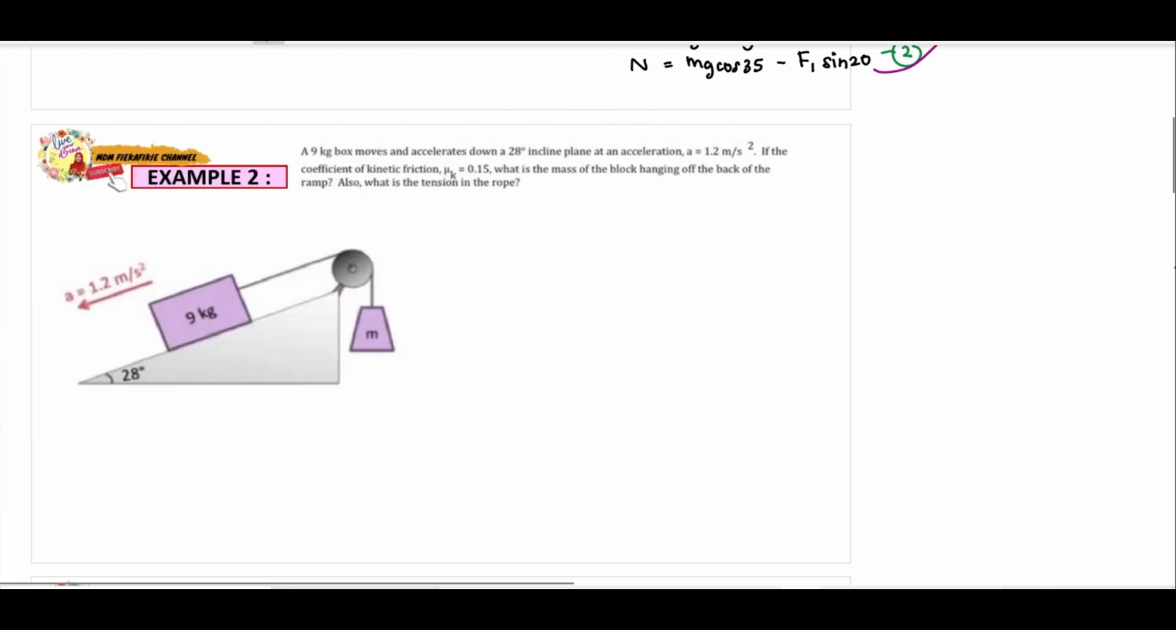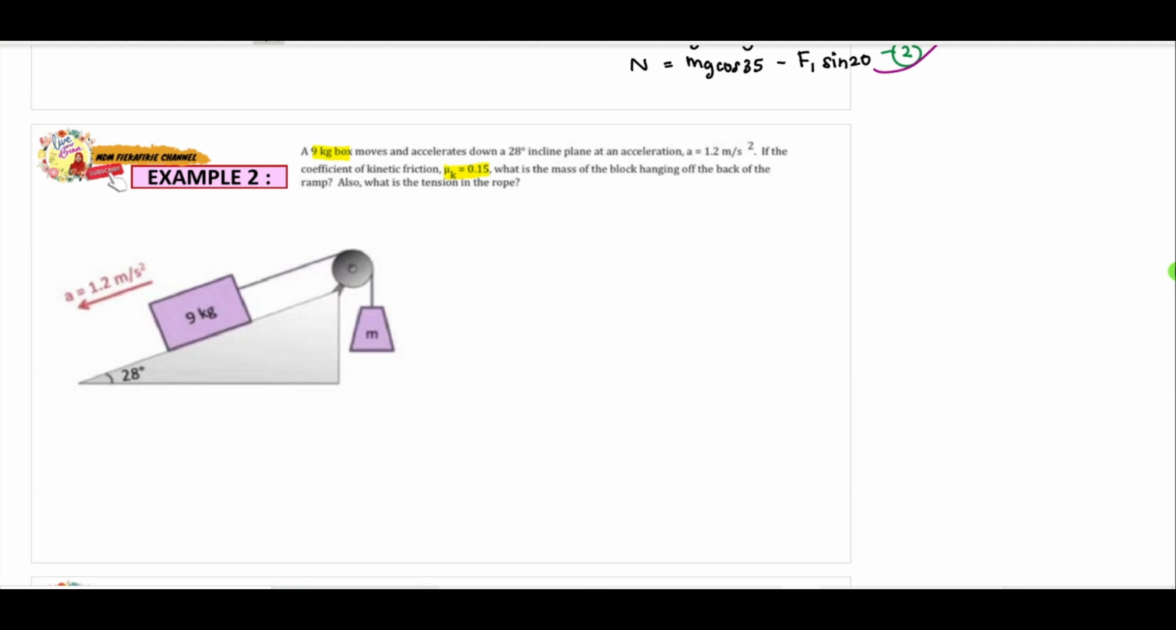Okay, now question number 2. So here we have two objects. We have 9 kg box where this box will move and accelerates down a 28-degree inclined plane at an acceleration of 1.2 meter per second squared. So dia dah bagi acceleration. So given that the coefficient of kinetic friction, so maknanya akan ada friction. Ini adalah coefficient of kinetic friction, ini bukan friction. So, coefficient of kinetic friction tiada unit. Jadi, kalau soalan suruh kira coefficient of kinetic friction, jawapan jangan pandai-pandai letak unit.